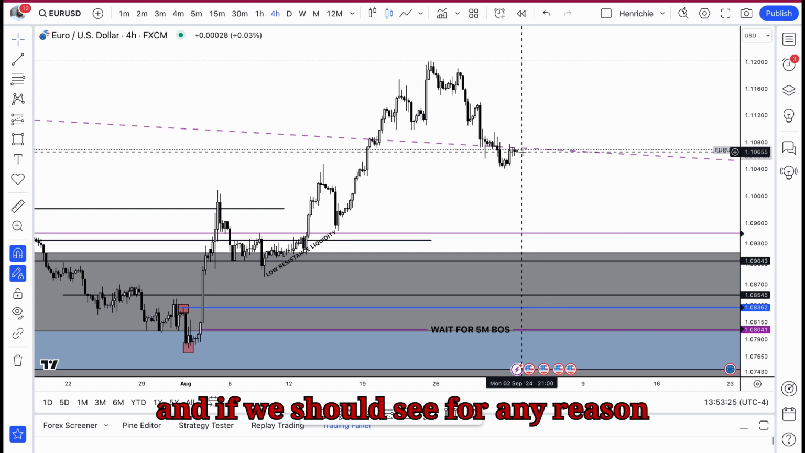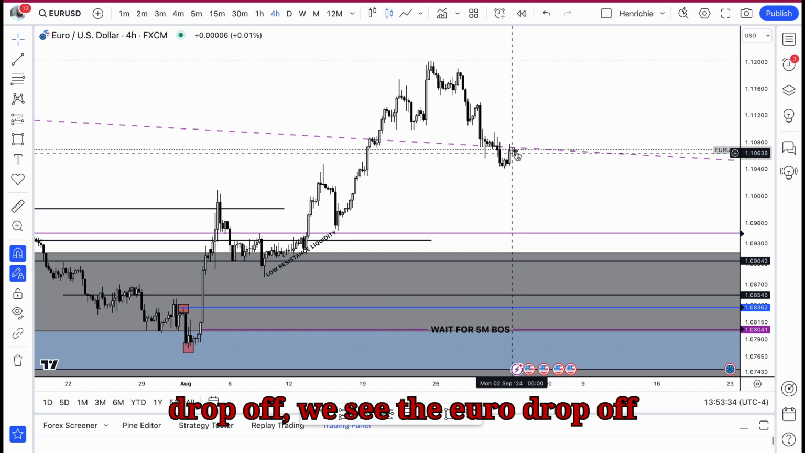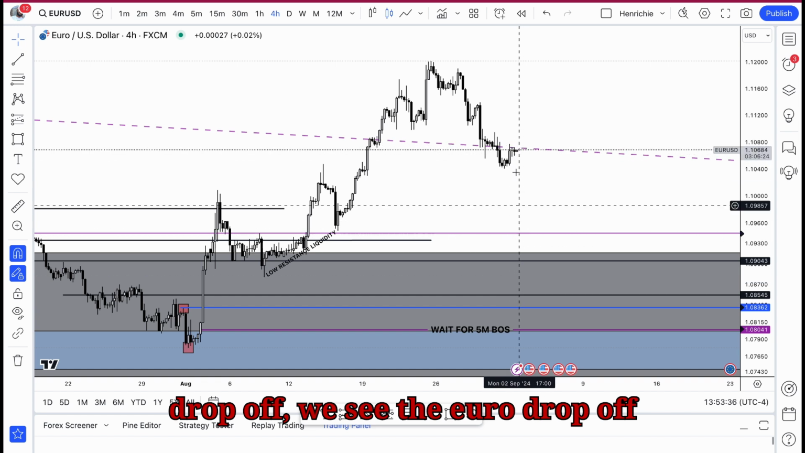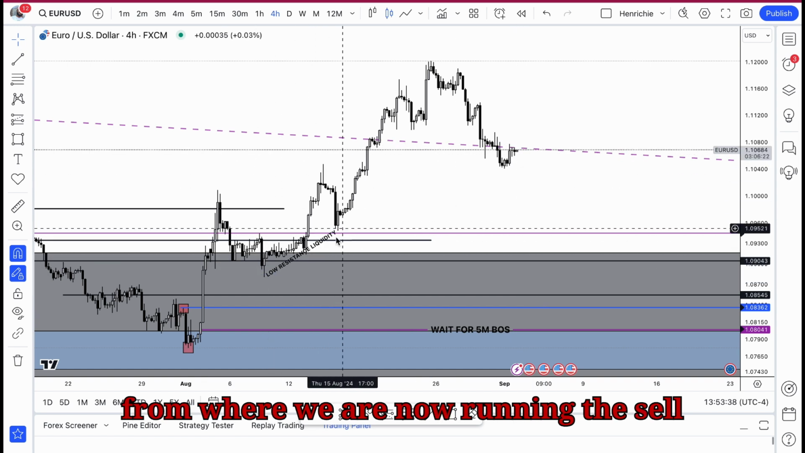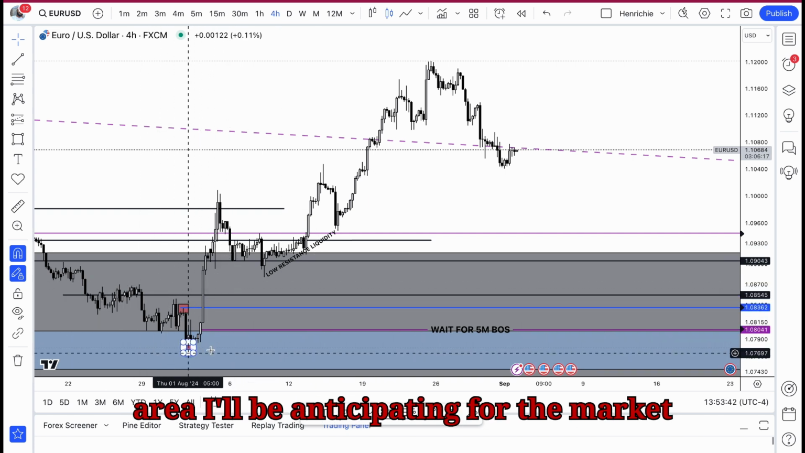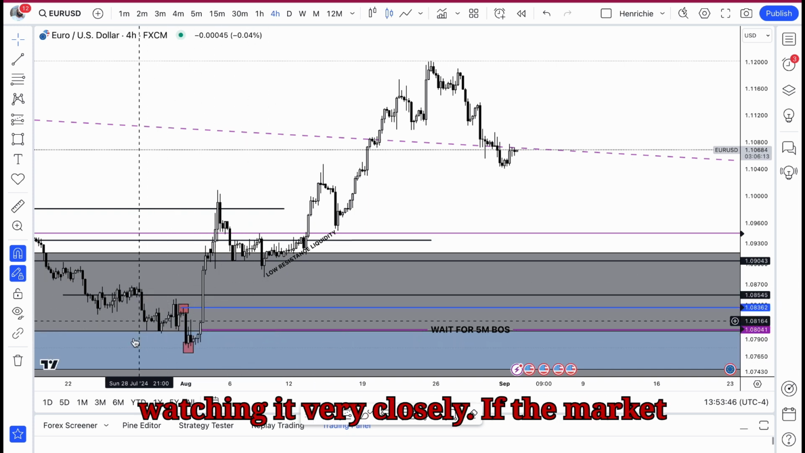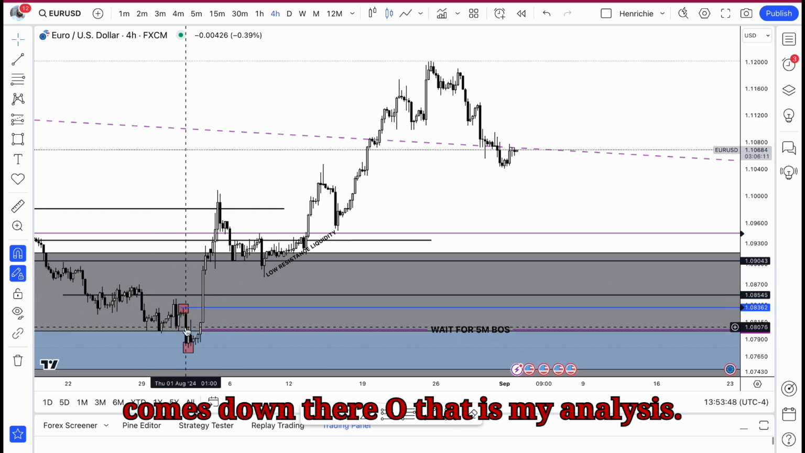And if we should see for any reason, whether fundamental reason or technical reason, we see the dollar drop off, we see the euro drop off from where we are now, running this sell side liquidity, this would be the perfect area I'll be anticipating for the market to come down into, and then I'll be watching it very closely if the market comes down there. So that is my analysis.